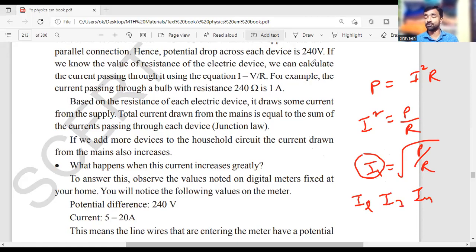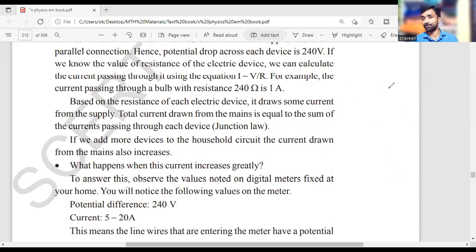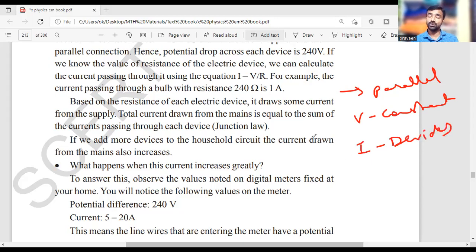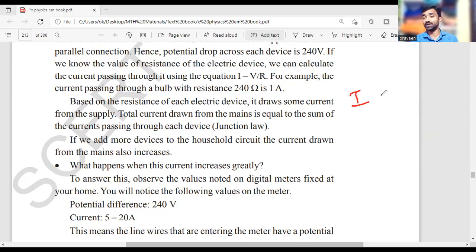Will they receive the same amount of current or different? We discussed already that in a parallel combination, voltage is constant and current divides. It is divided into many parts depending on the resistance of the appliances. Then you can verify I equals I1 plus I2 plus I3 plus and so on. It is as per your junction law. The junction law says the sum of the currents reaching and the sum of the currents leaving are equal. That we already know.